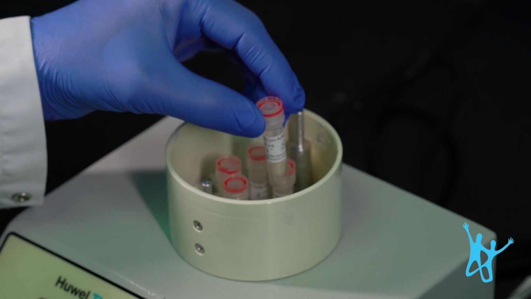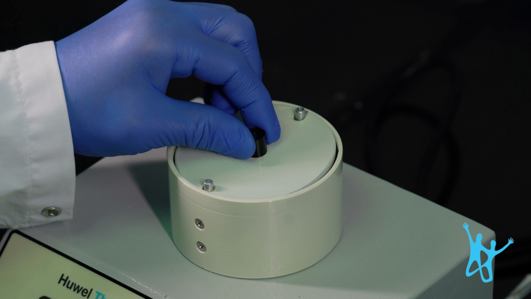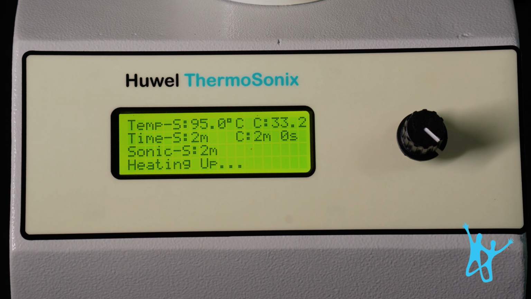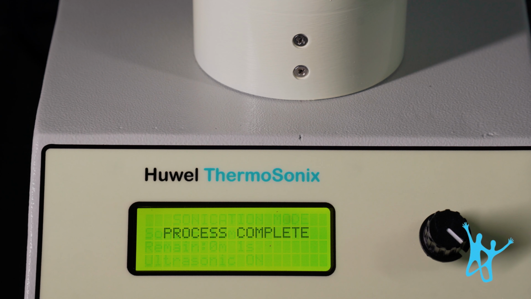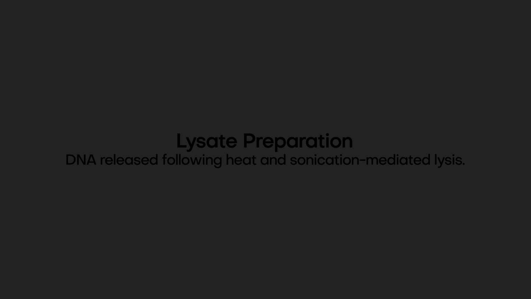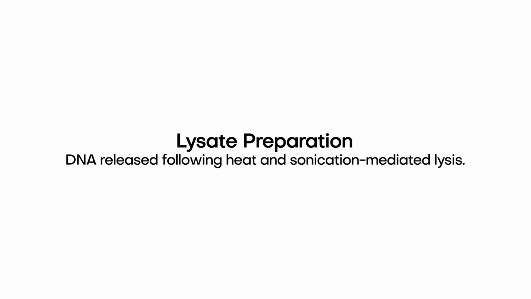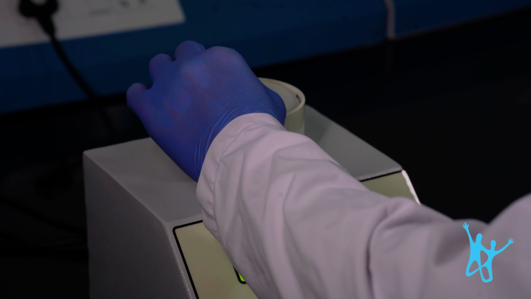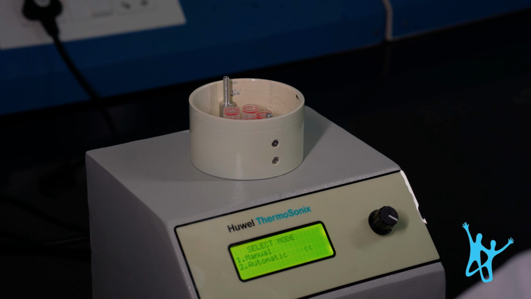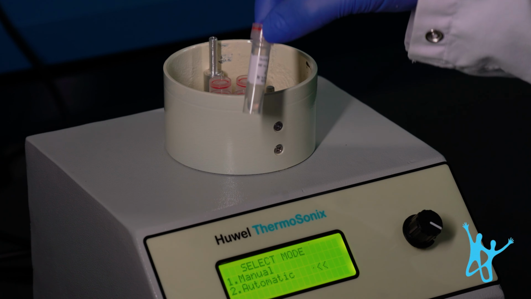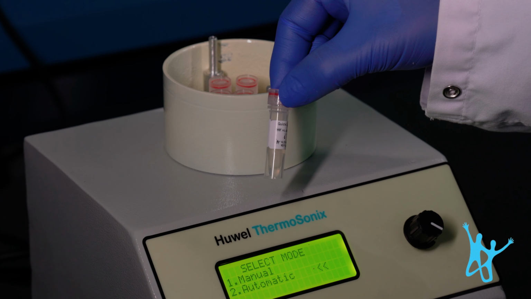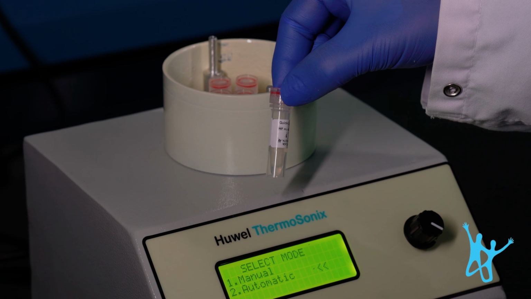Place the QLB vial containing the sampled swab into the Huwel Thermosonics and run the predefined program in the device. After incubation, remove the QLB vial from the Huwel Thermosonics device and allow it to cool. Briefly centrifuge the vial. Now the QLB vial contains DNA, suitable for testing.